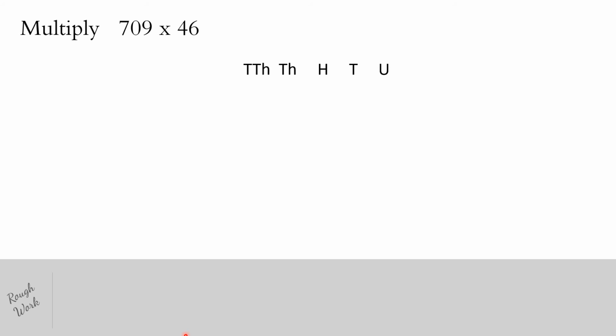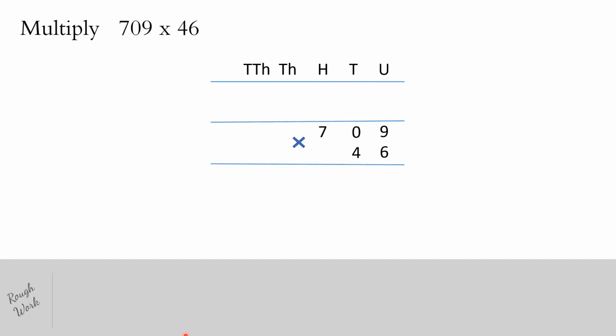Multiply 709 into 46. So we will write 709 into 46. First we will multiply 6 by 9. So 6 9s are 54. We will write 4 at unit place and carry 5 at tens place.